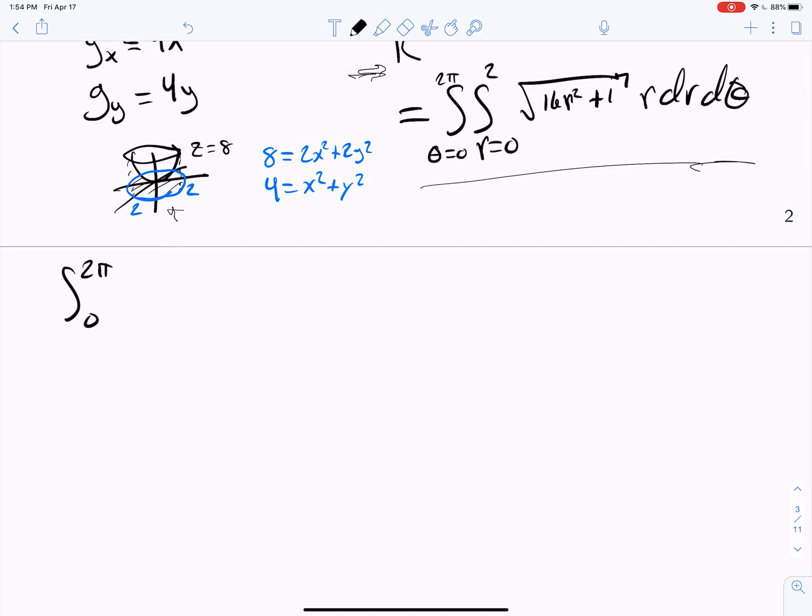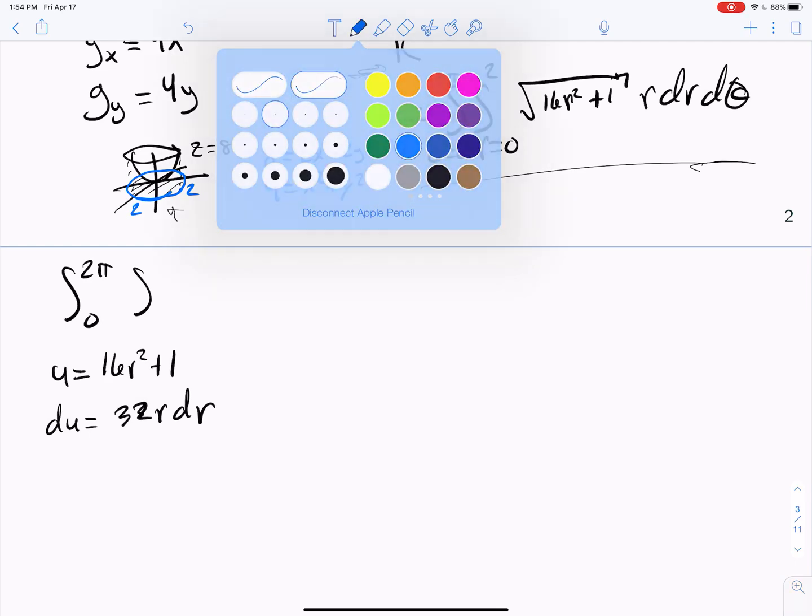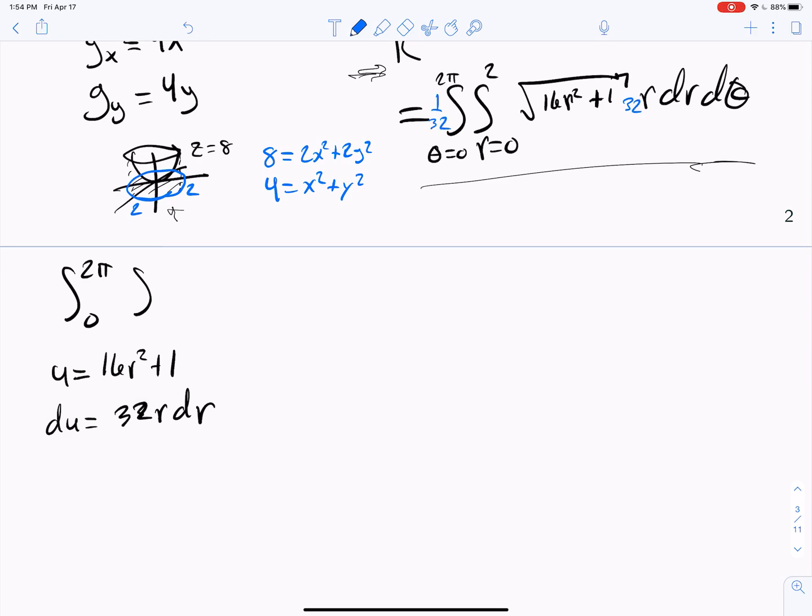Integral 0 to 2 pi, integral, let's do a u-substitution. So u is equal to 16r squared plus 1, du is then 32r dr. And so I don't have a 32, do I? So let me put in a 32, and then I'll have to divide by 32. So I'm going to have 1 over 32 here, and then I'll end up with the square root of u du d theta. And then what do my u's turn into here? r was 0, so that's 0 plus 1 is 1. And then r was 2, 2 squared is 4, 4 times 16 is 64, plus 1 is 65.